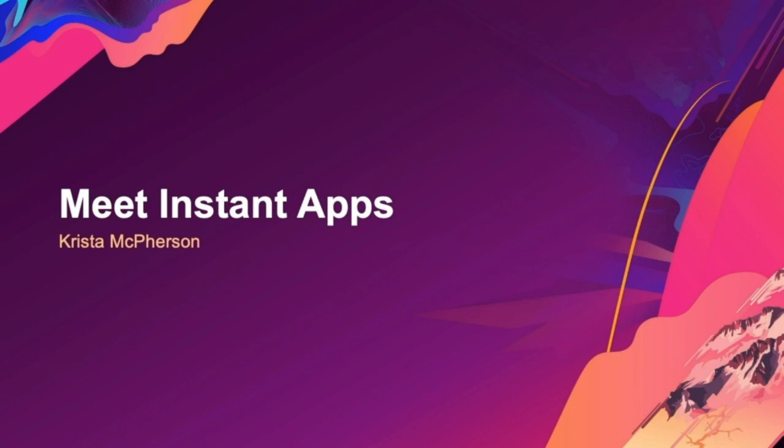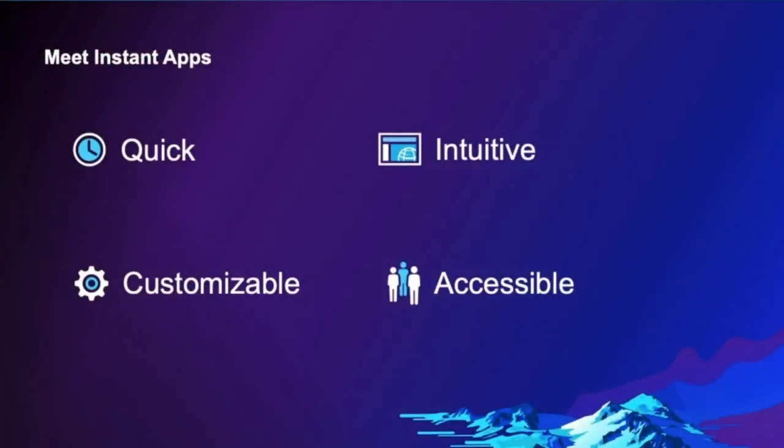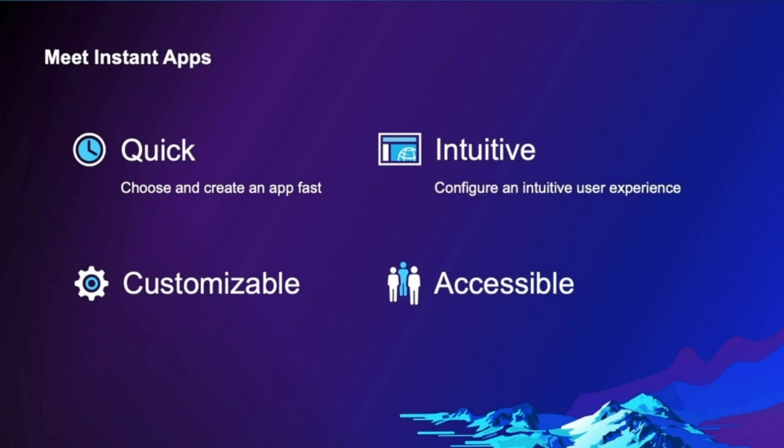Let's start with introducing ArcGIS Instant Apps and discussing their characteristics. ArcGIS Instant Apps are quick, intuitive, configurable, and accessible. App authors can choose and create an app that fits their needs quickly. Instant app templates are designed to be intuitive to use and to build. Apps can be customized to create a unique experience for your app users. Instant apps are accessible for any audience, including mobile users and users working with assistive technology.